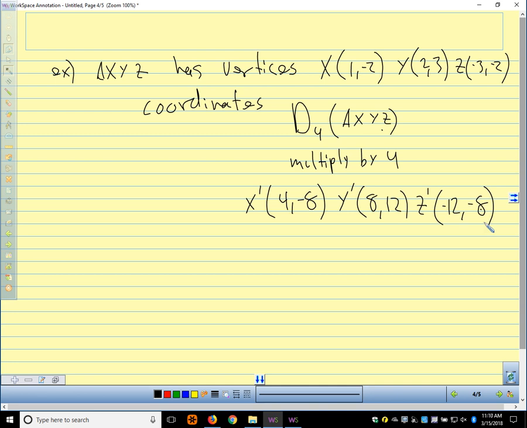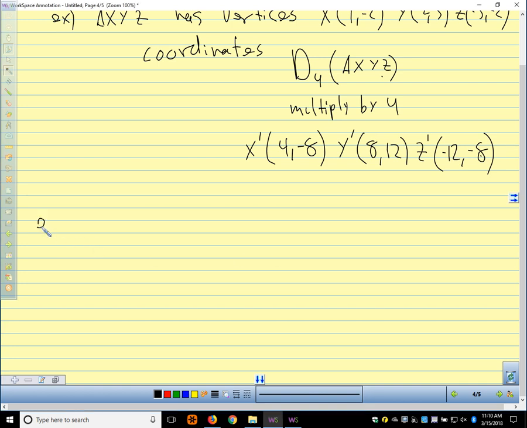So the multiply thing, I think that's what makes dilations really easy. You just multiply everything by one number. You don't have to worry about the x's and y's. You don't have to worry about a direction. Just multiply by a number. All right, one last type of question.